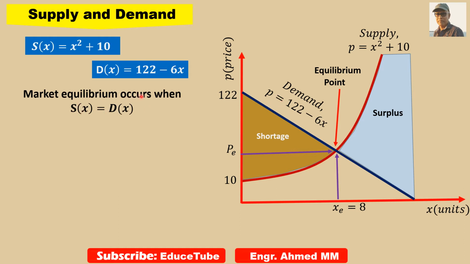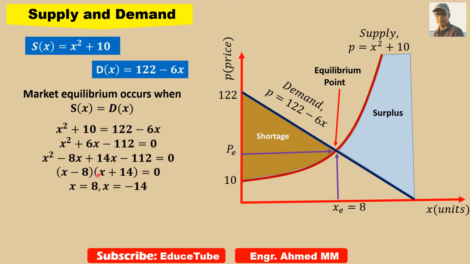Here it says market equilibrium occurs when this equals this. So write those two equations, and solving we get x equal to 8 and x equal to minus 14. Since only positive values of the production level x are meaningful, we reject x equal to minus 14 and we conclude that the equilibrium occurs at x equal to 8.